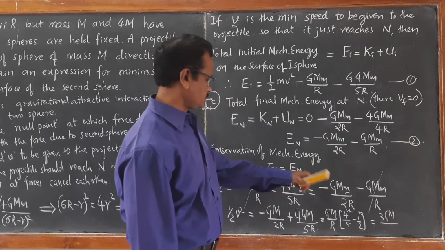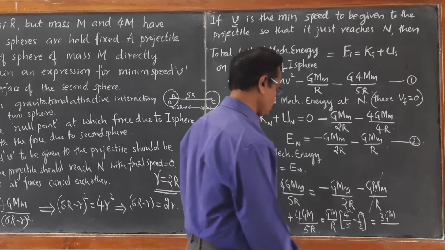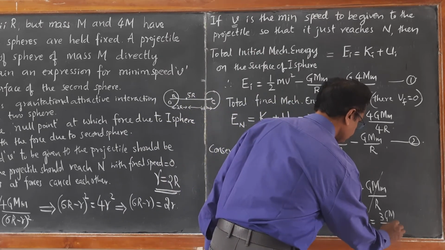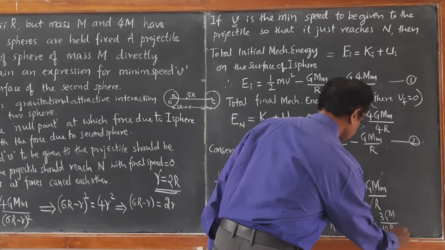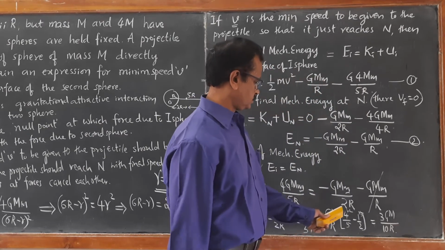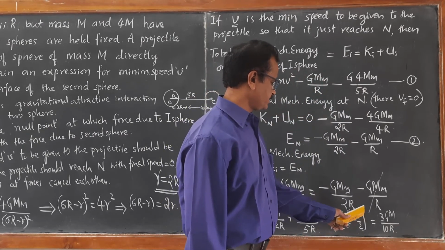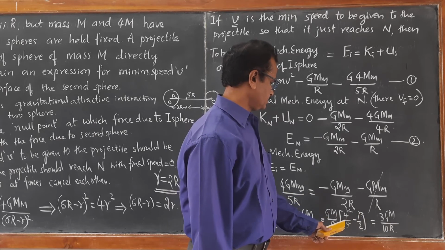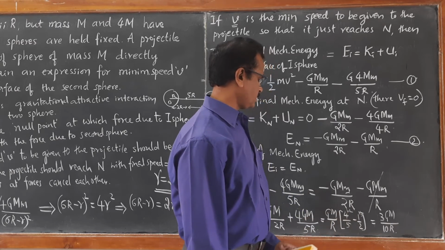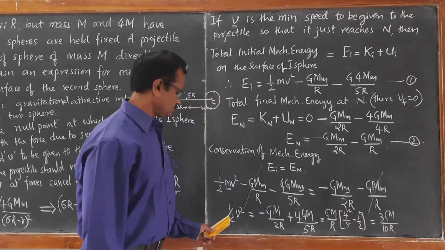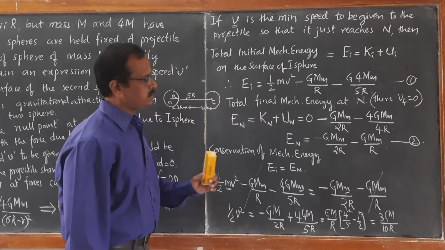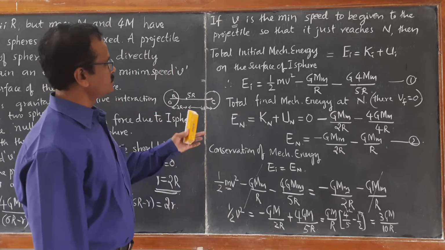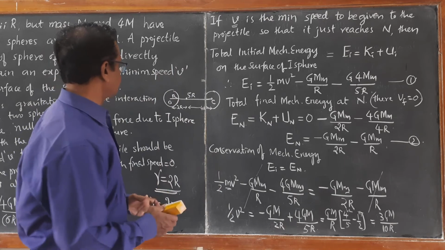So 5r comes this side. Yes, 3 GM upon 10r. 4 2s are 8, 8 minus 5 is 3, 3 divided by 10. So 3 GM upon 10r. This becomes the equation for half v square, right? Now using this we can find out what is the value of v square.